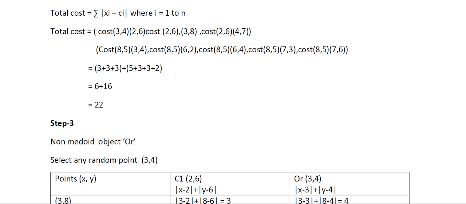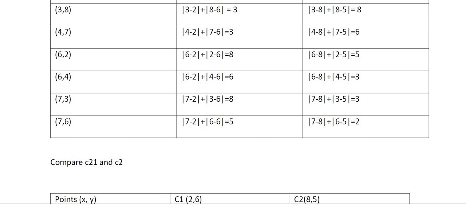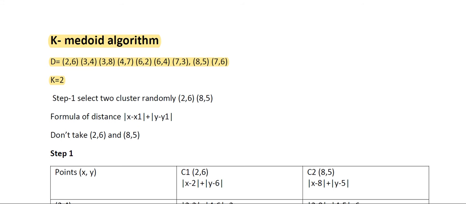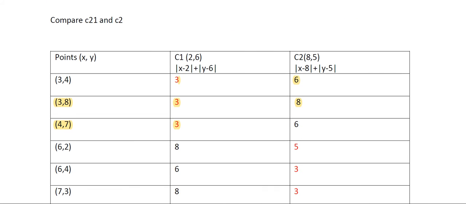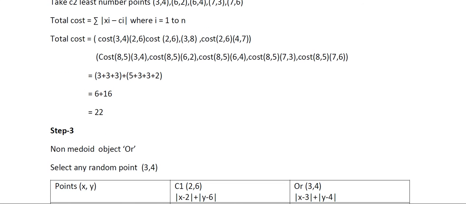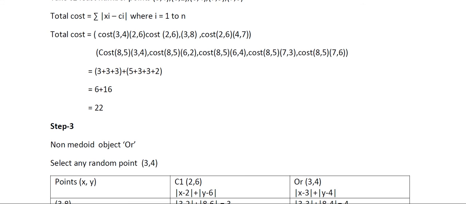In that D1 we have to take any point, but don't take the one you had already chosen. So I will take 2,6 and something else, 3,4 or 3,8, whatever you feel, that is a random choice. I have taken 3,4. Whatever we did in step 1, the same thing we have to do in step 3 also.